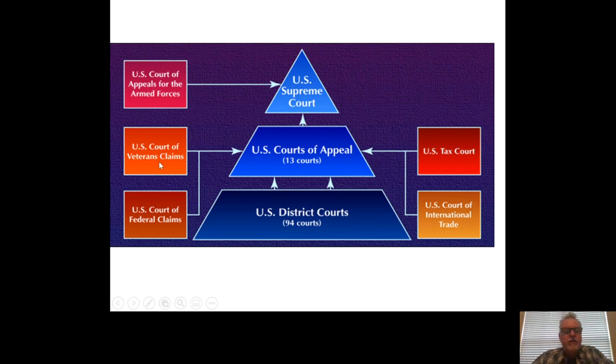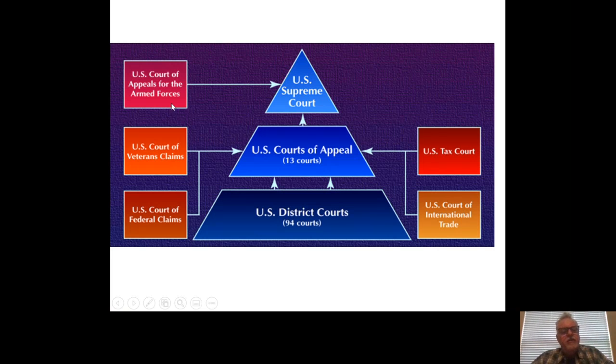There are appeals courts that handle just veterans claims and federal claims, and there are appeals courts that hear just tax and international law as well. So that is why there are 2 additional appeals courts that you didn't see on the diagram from before.